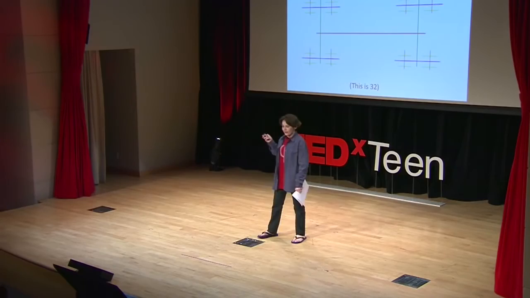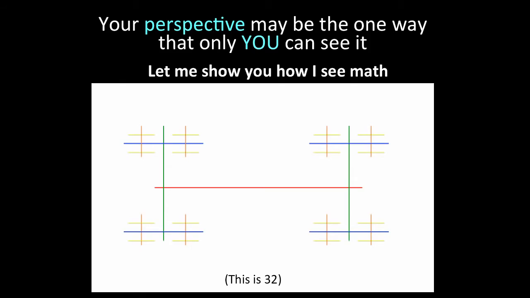So your perspective might be the only way you can see art or history or music or whatever. So let me show you one of the ways which I can see math. So for example, that's 32 and the rotations represent addition, subtraction, division, multiplication, etc.